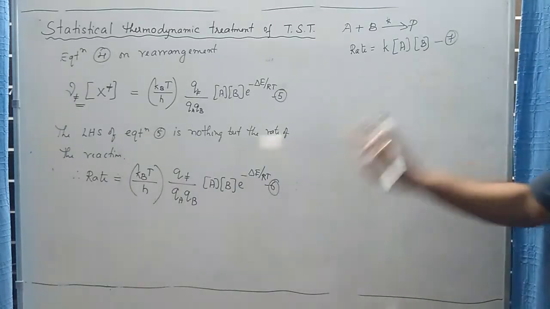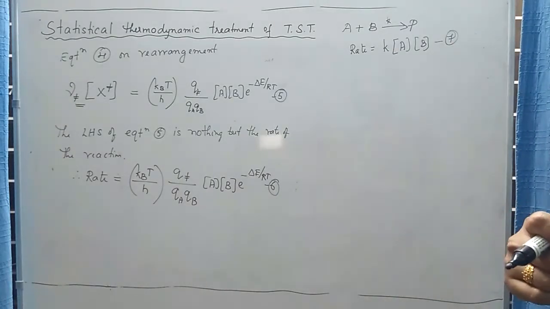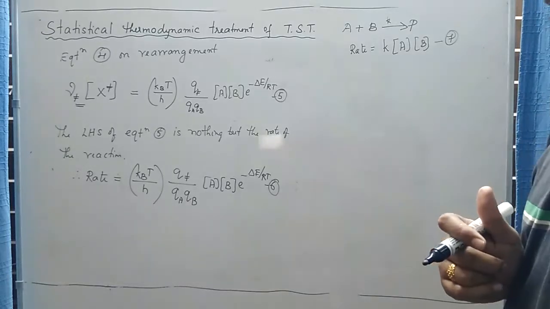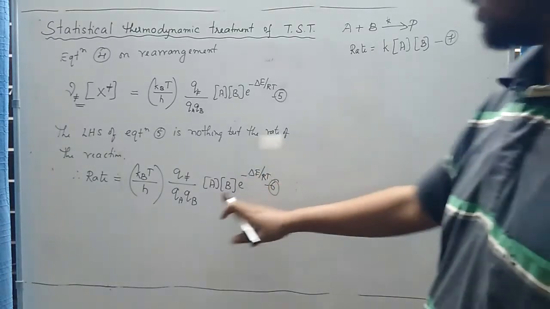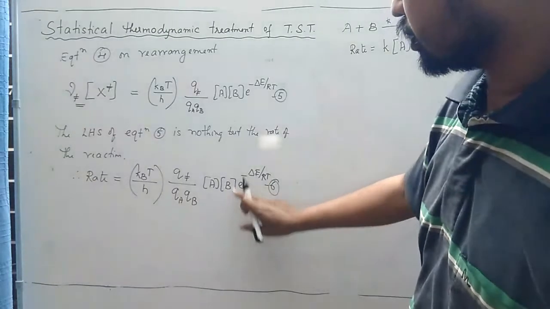So comparing equation 6 and 7, it is possible to obtain an expression for the rate constant. If you carefully look at the RHS of the equation, here you have concentration A into B, here also you have concentration A into B.